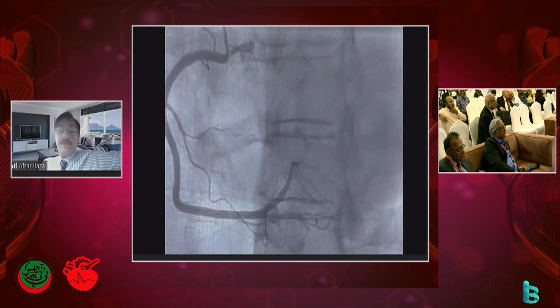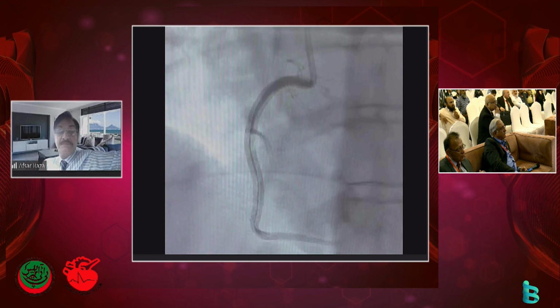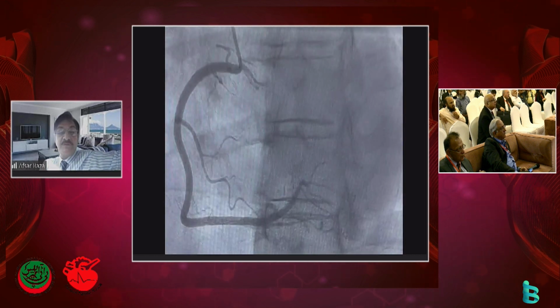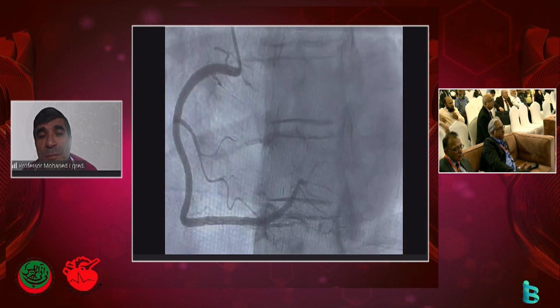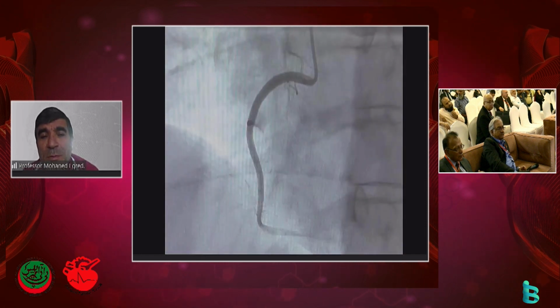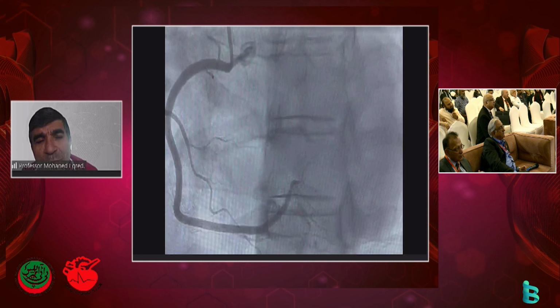Now, what should we do next? Mohanad, what do you think? Re-engage the left main, put down a wire in the circumflex and then see the picture. Another possibility: you're going to have to look at the left system.